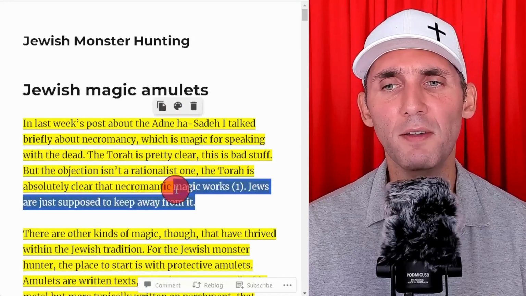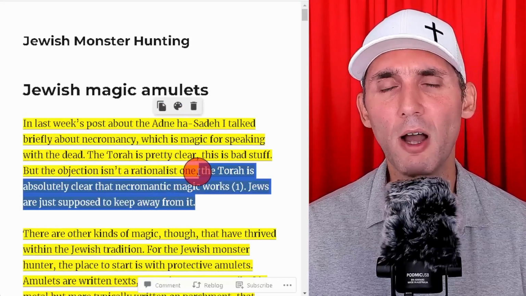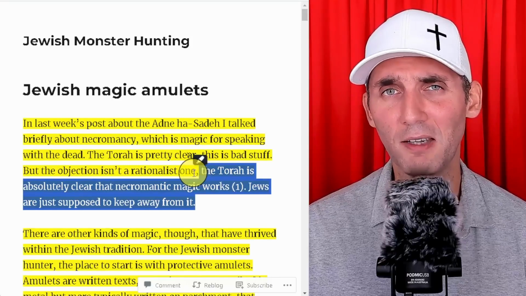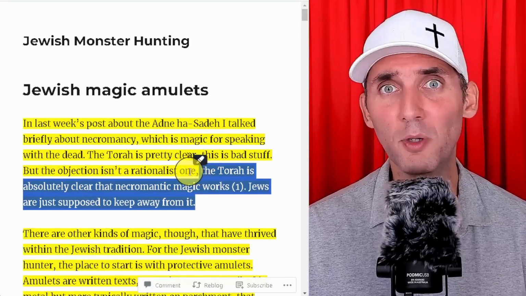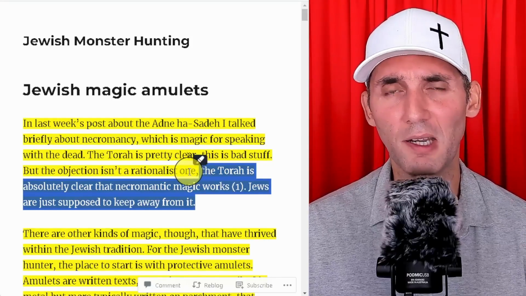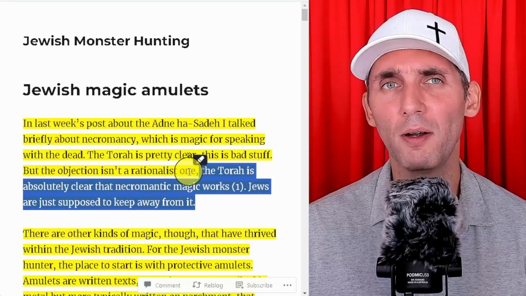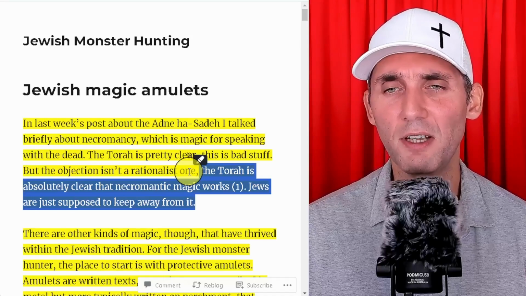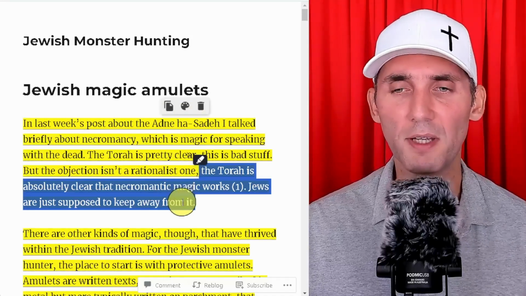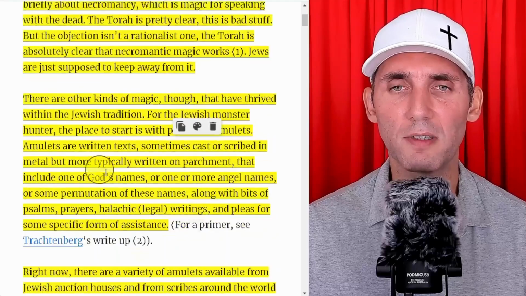No, the Torah is telling you basically that when you're doing necromancy, you're not talking to dead relatives. You're talking to demons and you're being deceived. Yeah, it works in the sense that you can commune with the spirit world, but you're not talking to dead relatives. You're not raising anybody from the dead. You are inviting demons to deceive you. That's why the Torah prohibits necromancy, because you're talking to demons.